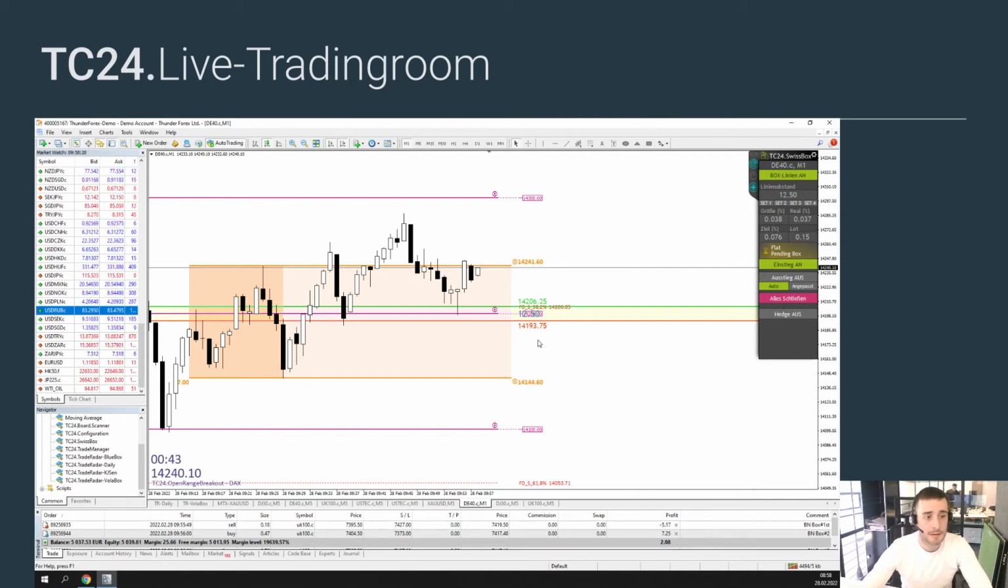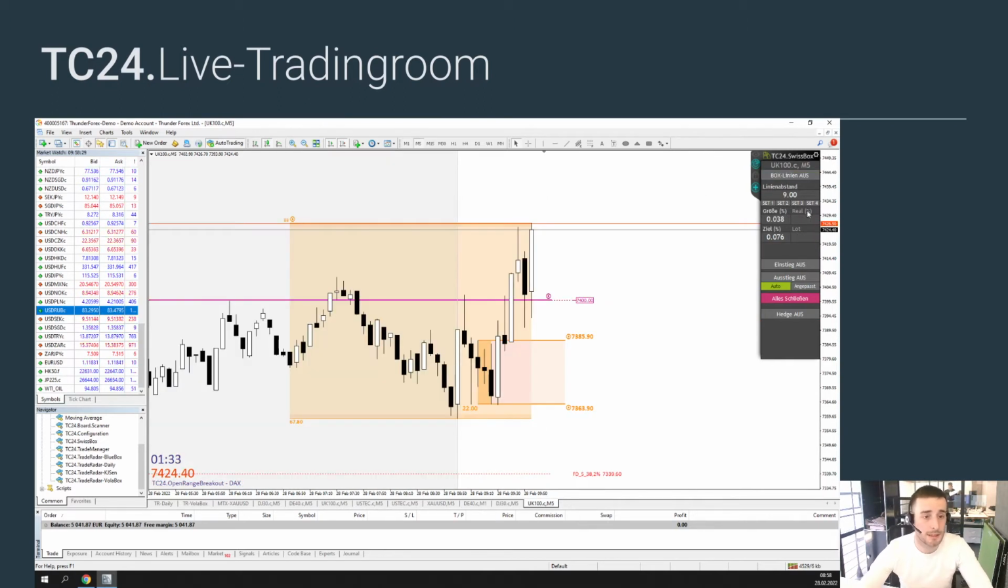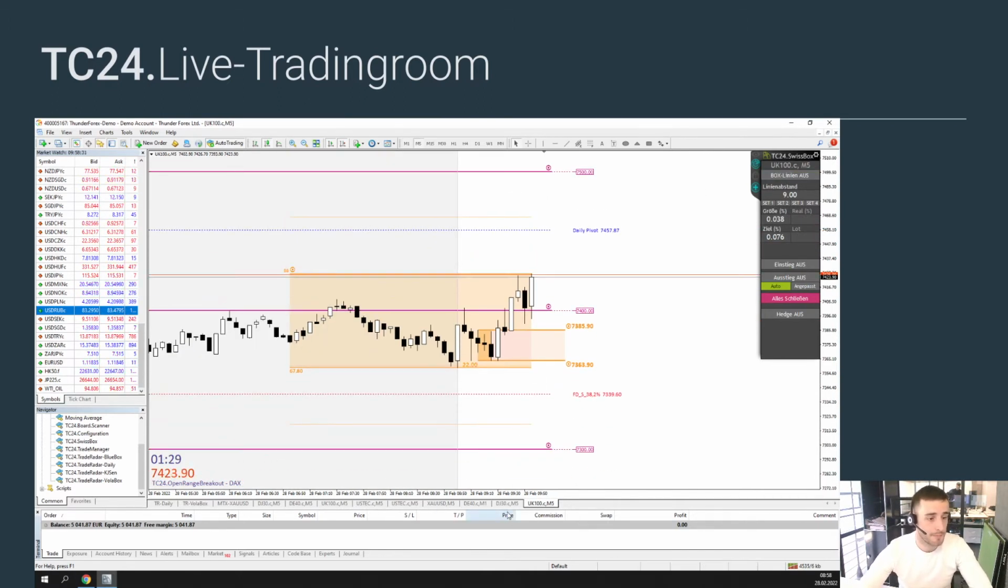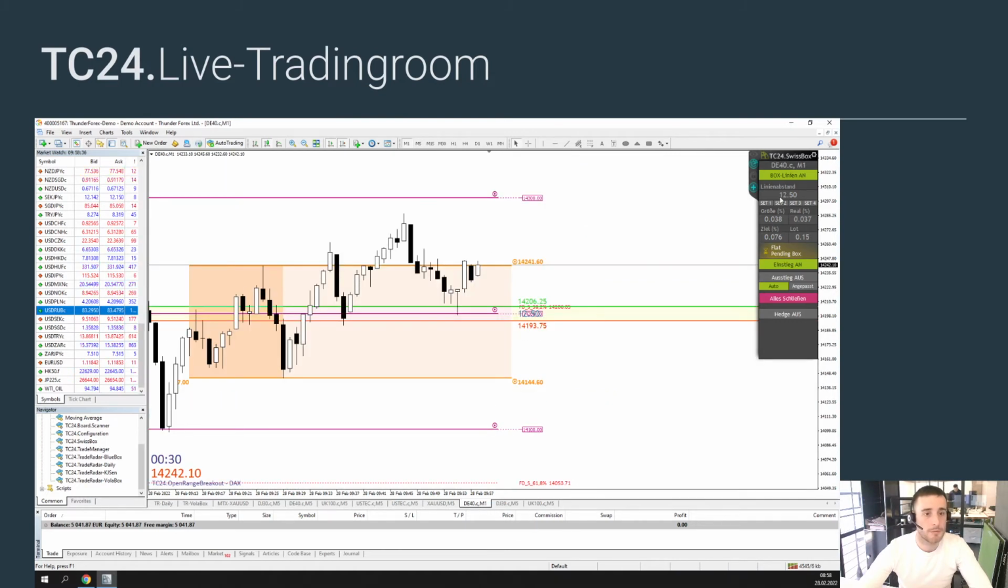And depending on which way the market moves, if it moves through the top of the chart, it's going to trigger the buy stop. If it moves through the bottom of the chart, it's going to trigger a sell stop. Very, very simple.